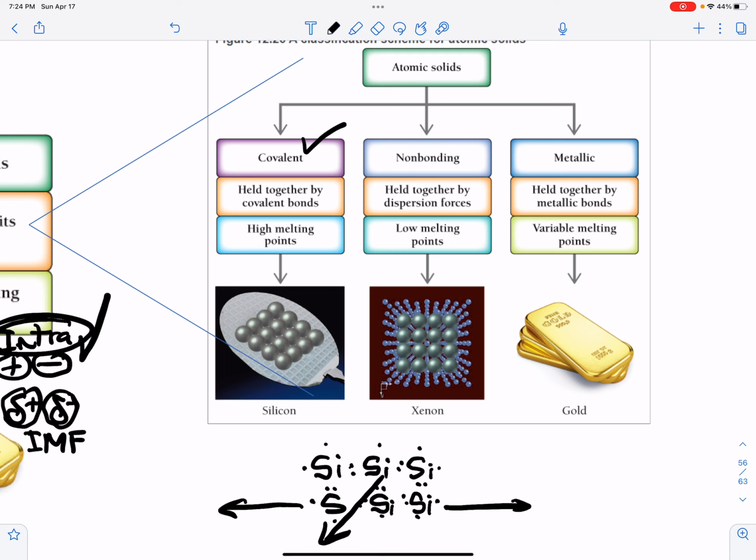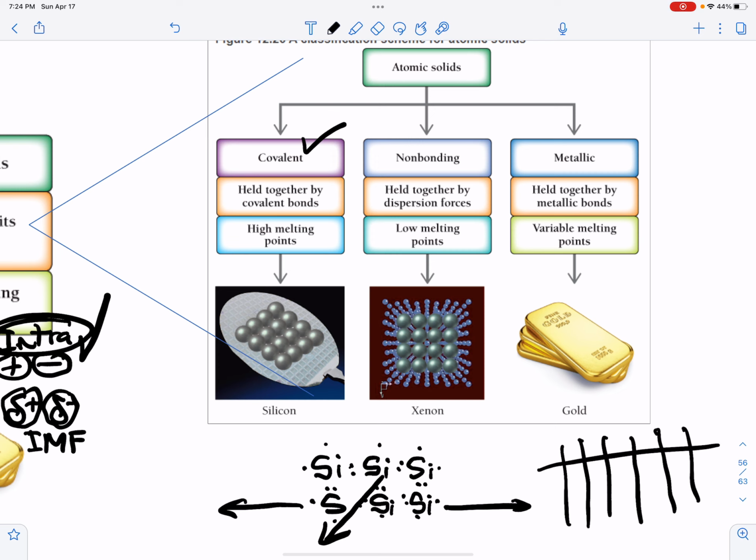And it's like a network. But everywhere they cross, there's a silicon in there. So the thing holding them together is a bond between 2 silicon atoms. Silicon is a metalloid, kind of facing the non-metal side. So we're going to call this a covalent bond. So that's what we call these solids, covalent.